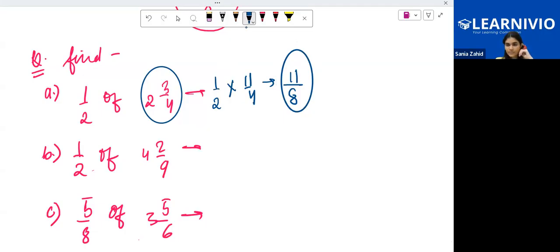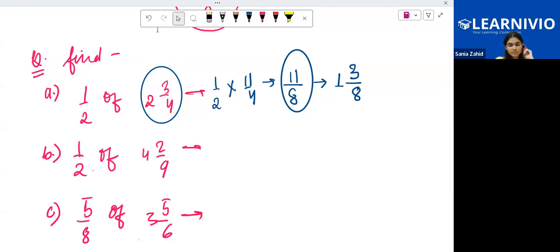Okay. Now see, 11 upon 8 is an improper fraction. So you can also convert it into a mixed fraction. How will you convert it? Just divide 11 by 8. What will you get? 8 into 1 is 8, 3 will be left and 8 will be the denominator. 1 and 3 by 8 will be your answer. Is this question clear?